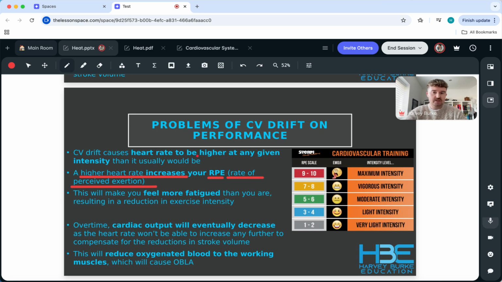So they would want you to say that when you're exercising in the heat, due to the elevated heart rate, your RPE is higher and you feel more fatigued than you actually are. And therefore, you're just more likely to reduce your exercise intensity subconsciously. You're like, I feel really exerted here. I'm going to slow down. So that is the main issue with cardiovascular drift. It's that you feel like you're working harder than you actually are. So let's have a look at how they ask about this topic.